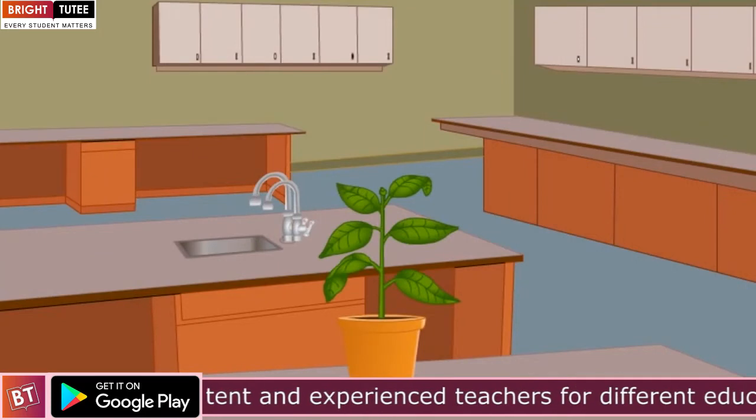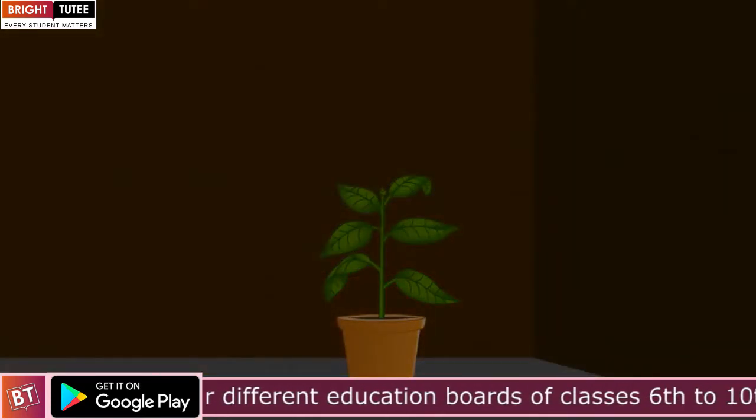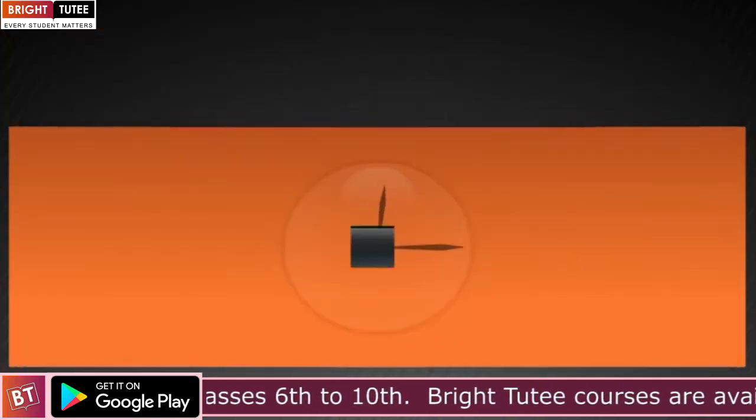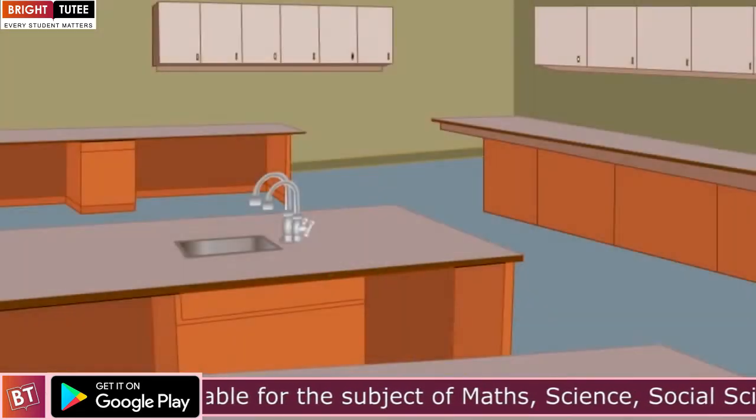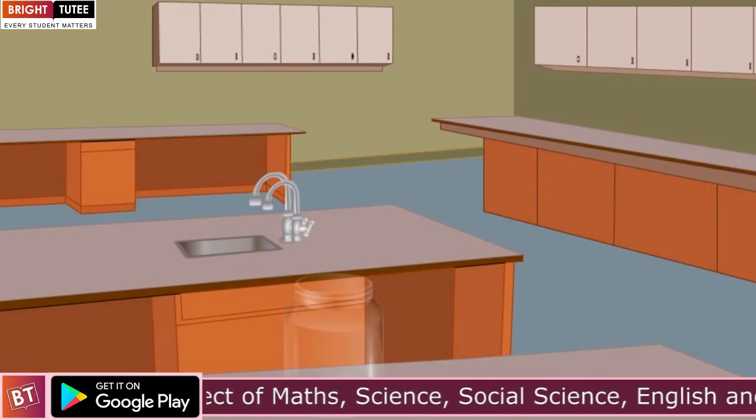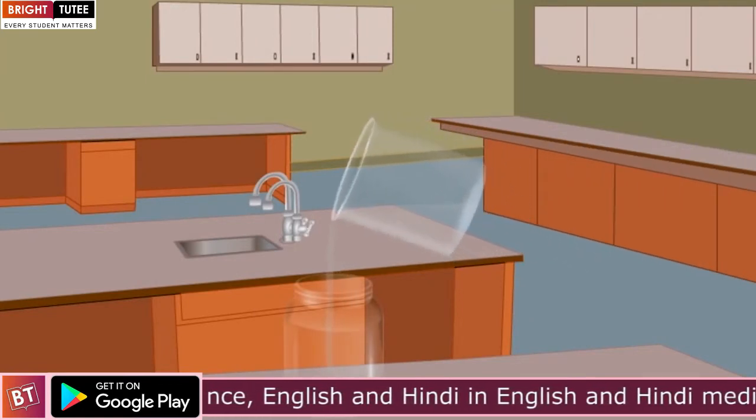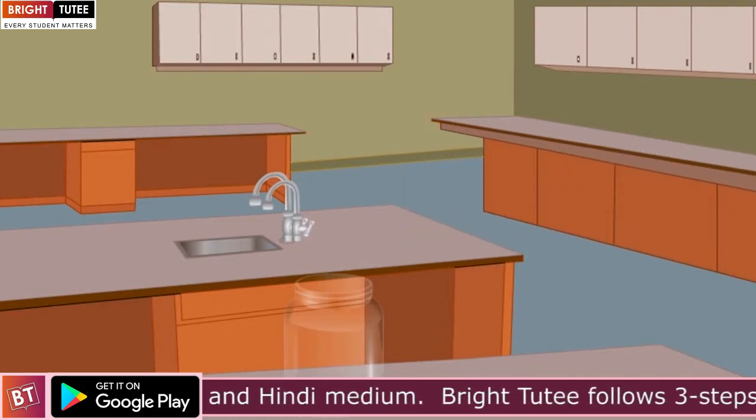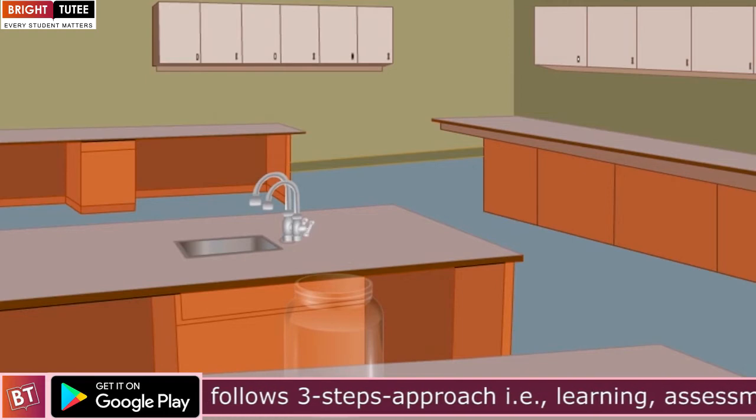Firstly, you have to keep the potted plant in dark room for about 72 hours. Now we do this so that all the starch stored in the leaves is used up. Take a small quantity of potassium hydroxide solution in a wide mouthed bottle. This potassium hydroxide solution helps in absorbing the carbon dioxide available in its surrounding.